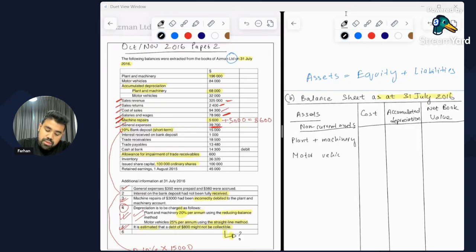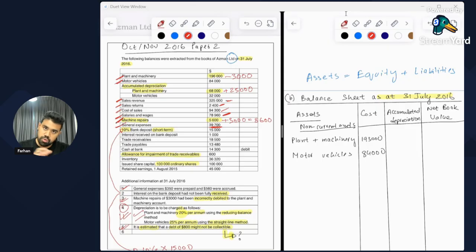Okay. Now the plant and machinery at cost was 193,000, not 196. Do you remember? We subtracted 3,000 that we had incorrectly recorded earlier. Okay. And then for motor vehicles, we have added 84,000 as the cost. Then for accumulated depreciation, for plant and machinery, it's 68,000 plus an additional 25,000 for the depreciation expense that we had incurred in the current year.